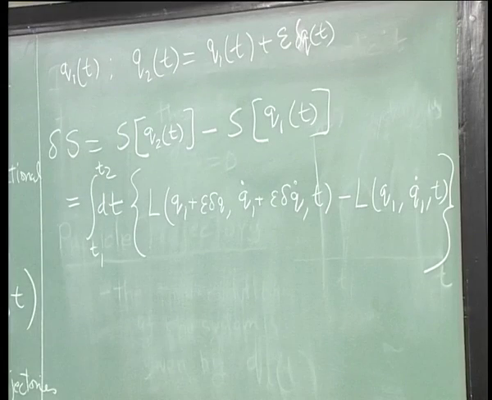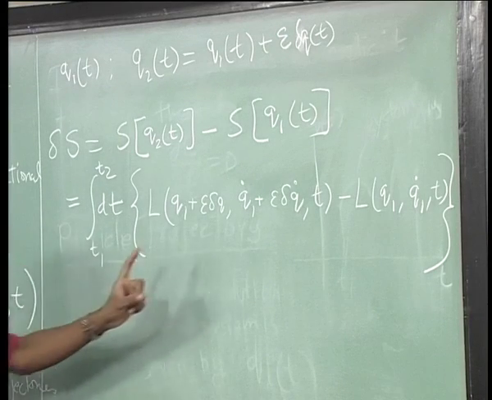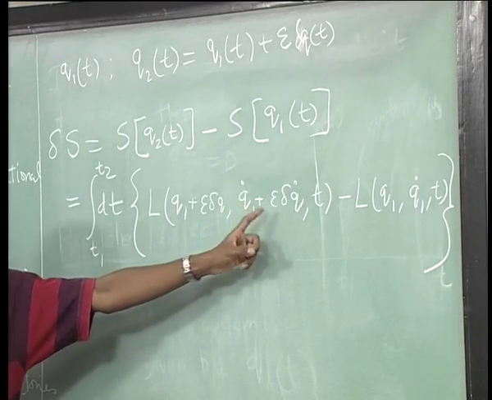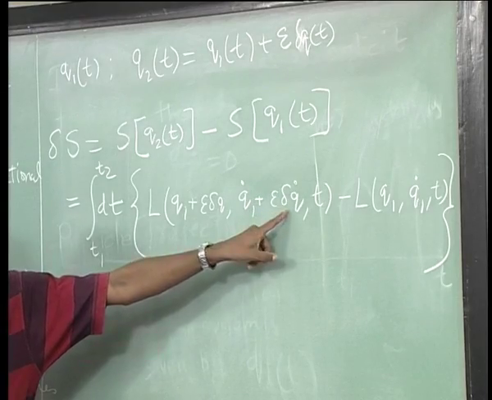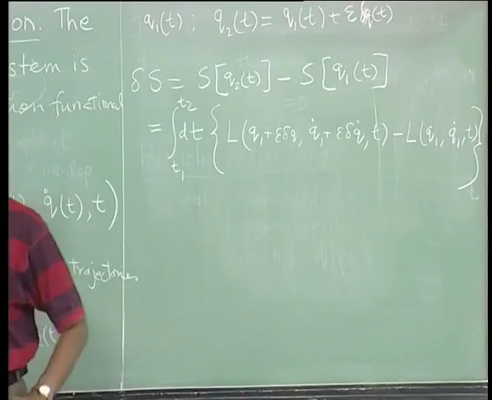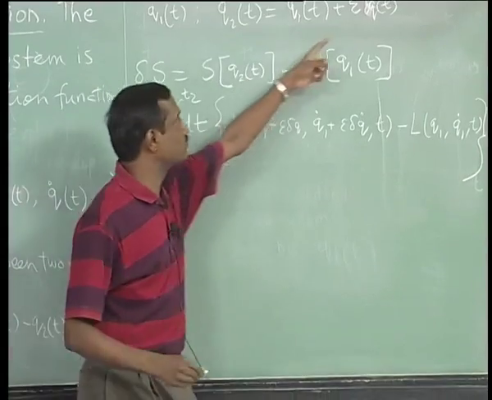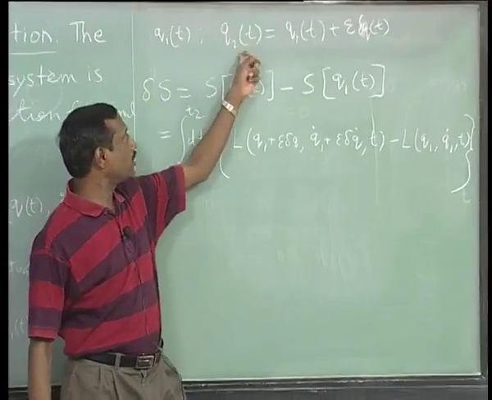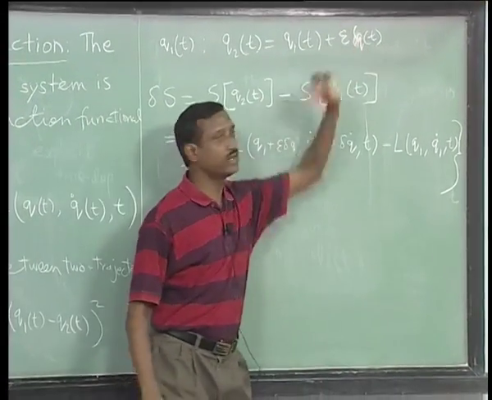Okay. So, all I have done is to take the definition out here. Now, you may wonder, is delta q dot something independent? The answer is no. I will just assume this is a smooth function. I take q2 dot as just q1 dot plus epsilon delta q dot.